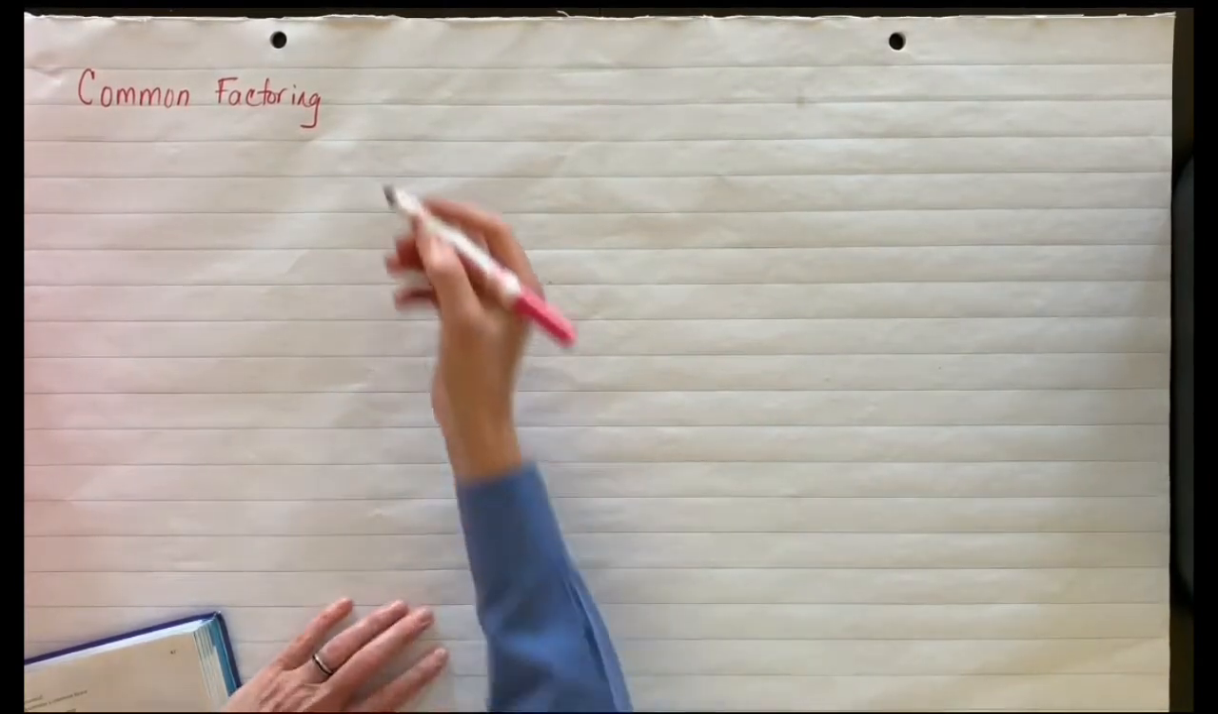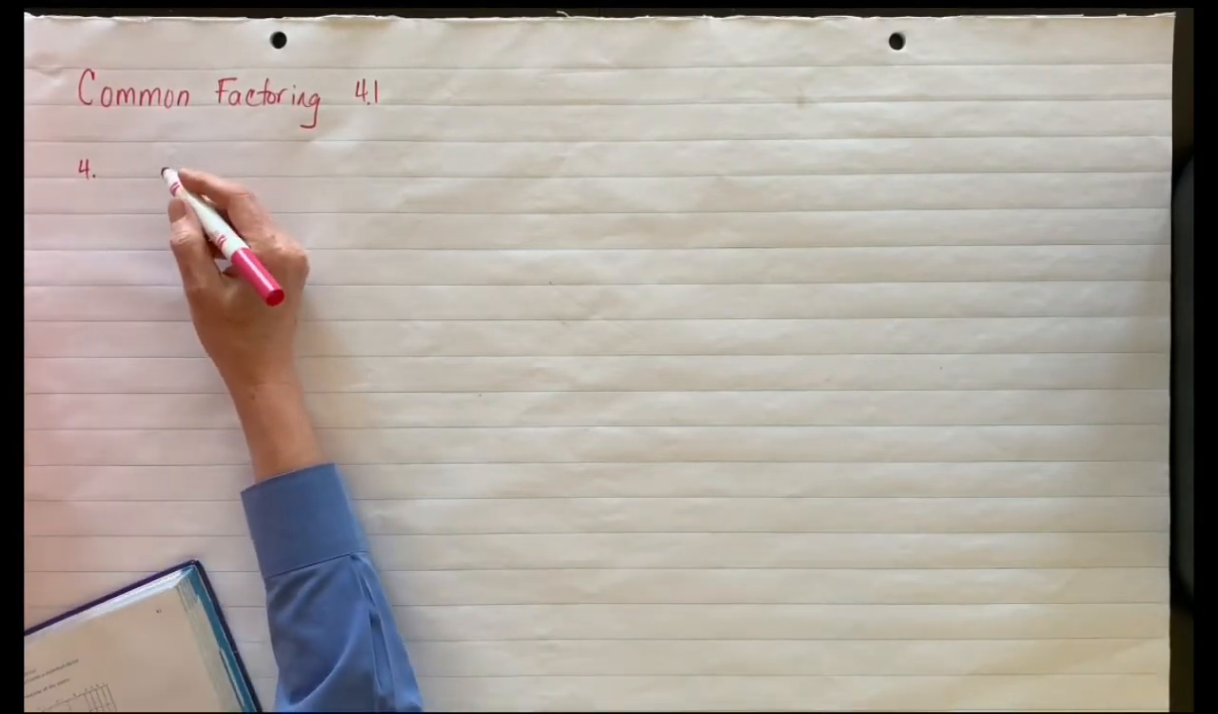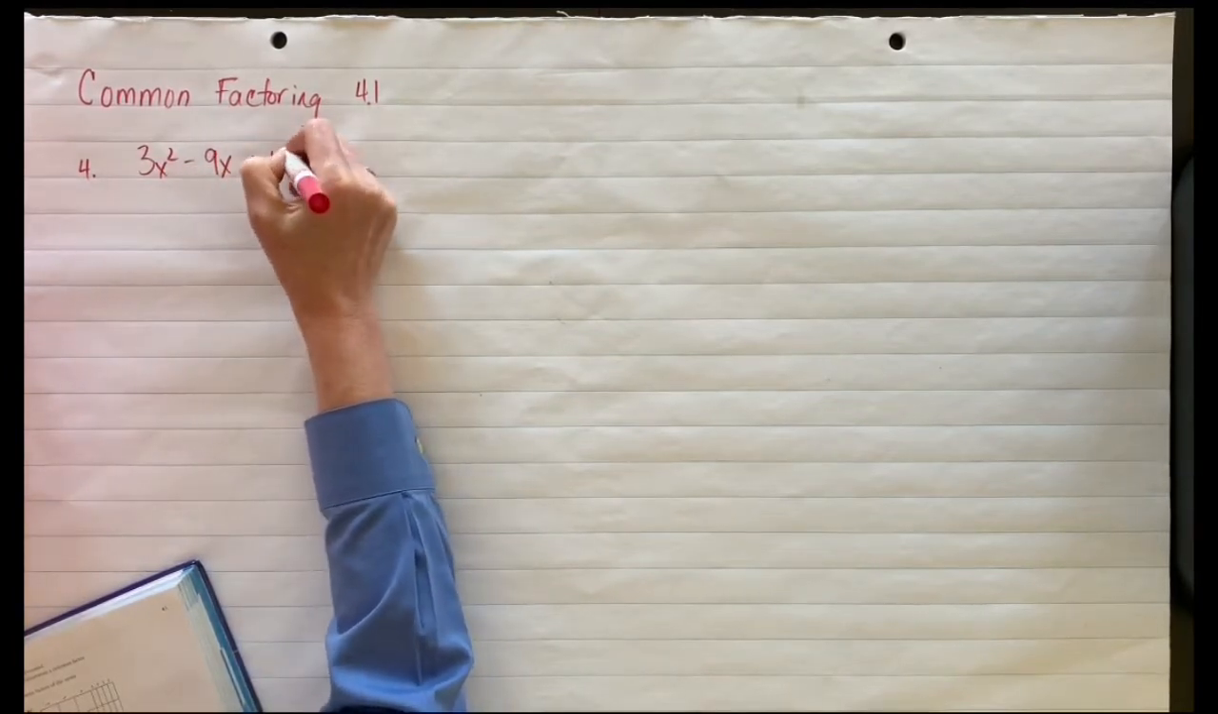So this is common factoring, and this is 4.1 in your textbook. I assigned this and put some videos for you to watch, but I just want to make sure that we go through a few of the examples before we move on to 4.3. So, for example, question number 4 says 3x squared minus 9x plus 12.